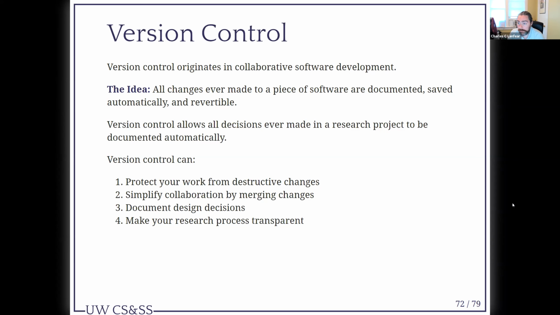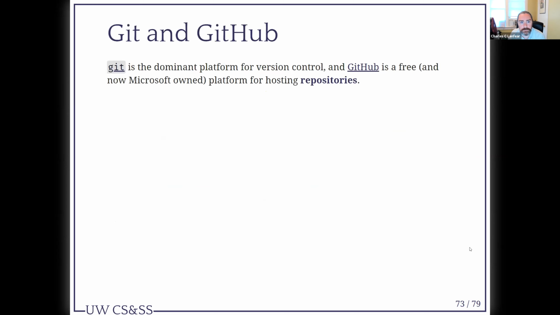Version control can do all these things. It can protect your work from destructive changes. So if you made some sort of error, you don't overwrite stuff, you can revert that change. It simplifies collaboration by allowing you to merge changes by multiple people simultaneously. It lets you document design decisions by building all this into one big structure. And it makes your research process transparent because everything you ever did is visible on the entire chain of changes in your version control. Okay.